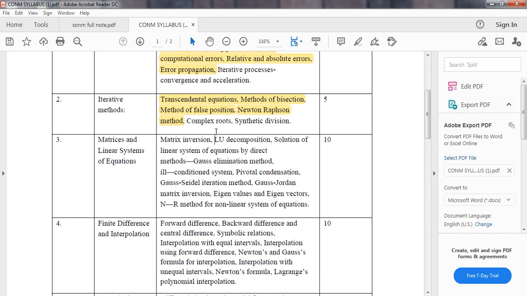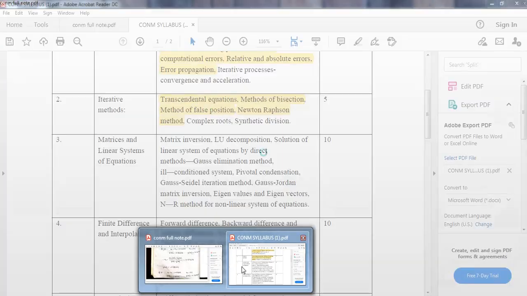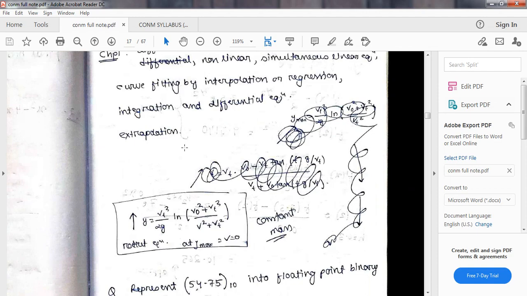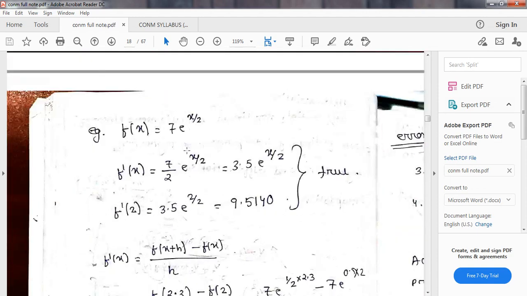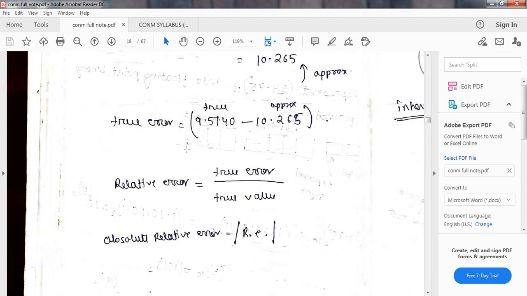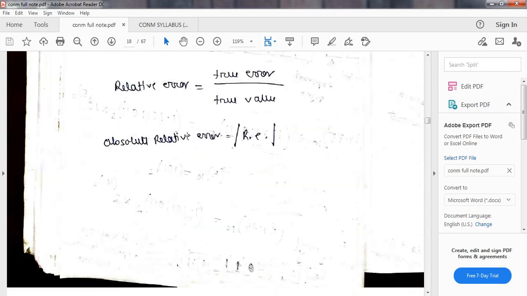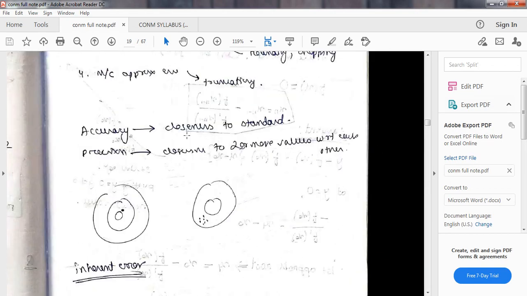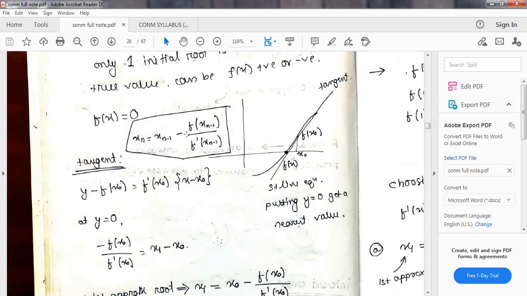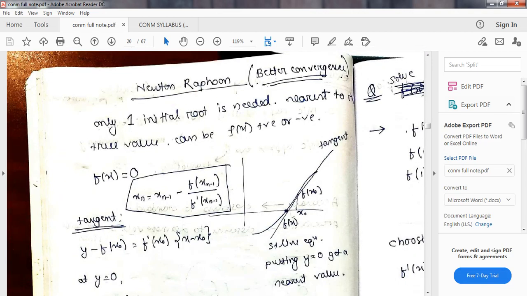Now let's start with the Newton-Raphson method. In the earlier two methods, if you do it programmatically using a computer, it is not a big deal. You can do it easily. But if you have to do it manually, then you have to know two roots, isn't it?